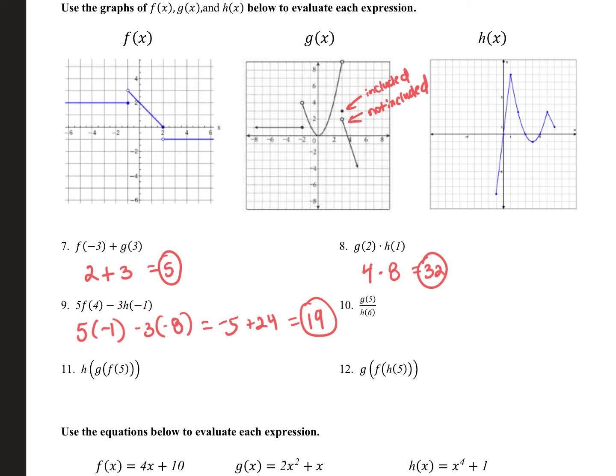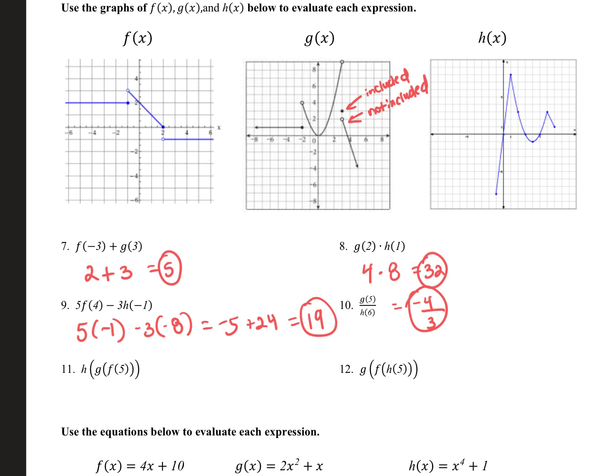Moving to number 10, we got g of 5. So go to our middle function, g, go to the right 5, and if we go down, it's at -4. H of 6, go to the third graph, go to the right 6, and we're up 3. -4/3 is our answer for number 10.